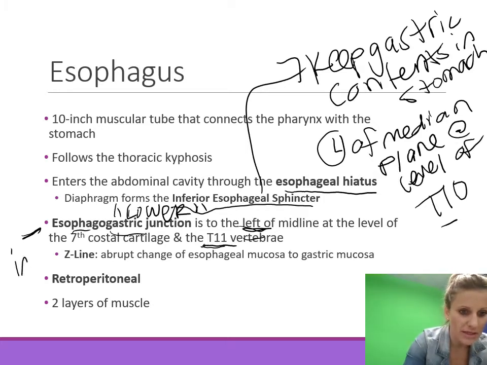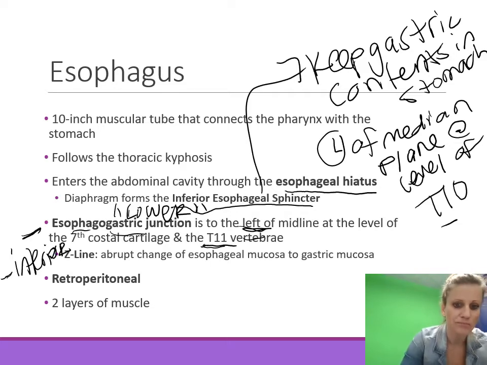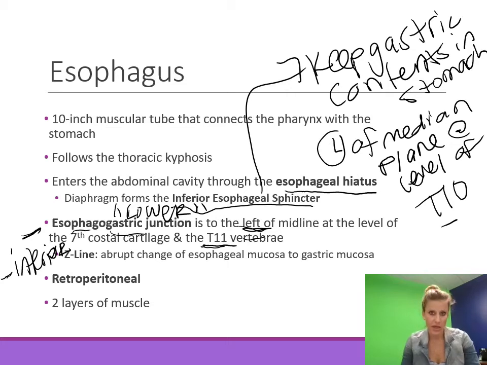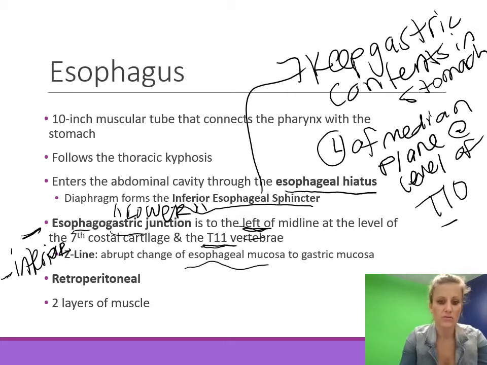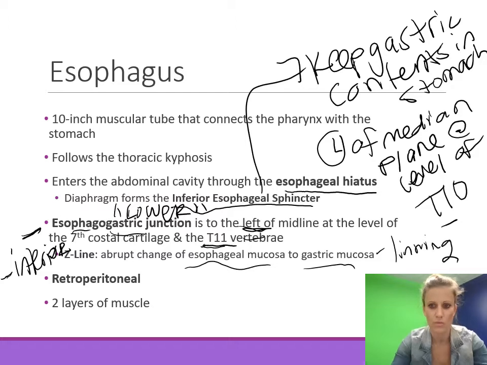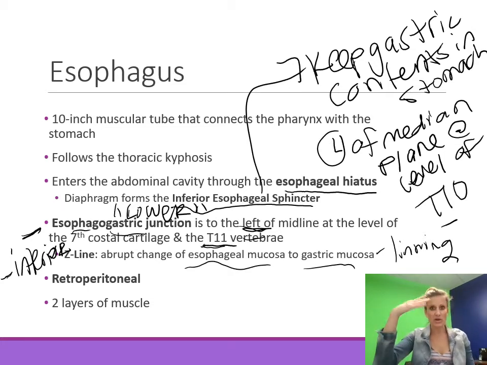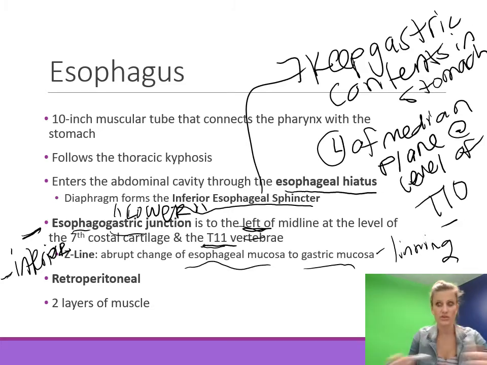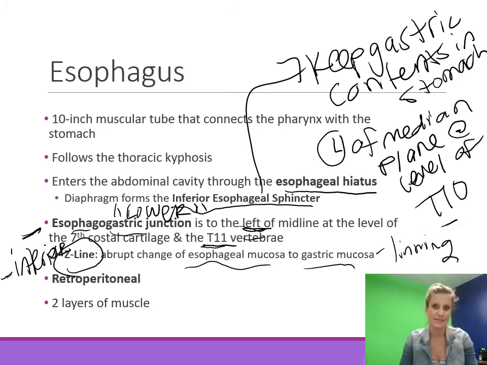Interiorly, when we look at the interior of the esophagus, there's an abrupt change where the esophageal mucosa turns to the gastric mucosa. And the mucosa, remember, is just the lining. So the lining of the esophagus abruptly changes to the gastric lining, or the lining of the stomach. Again, I said they're very different from each other because they have very different functions. This line where it changes from the esophageal mucosa to the gastric mucosa is referred to as the Z line.